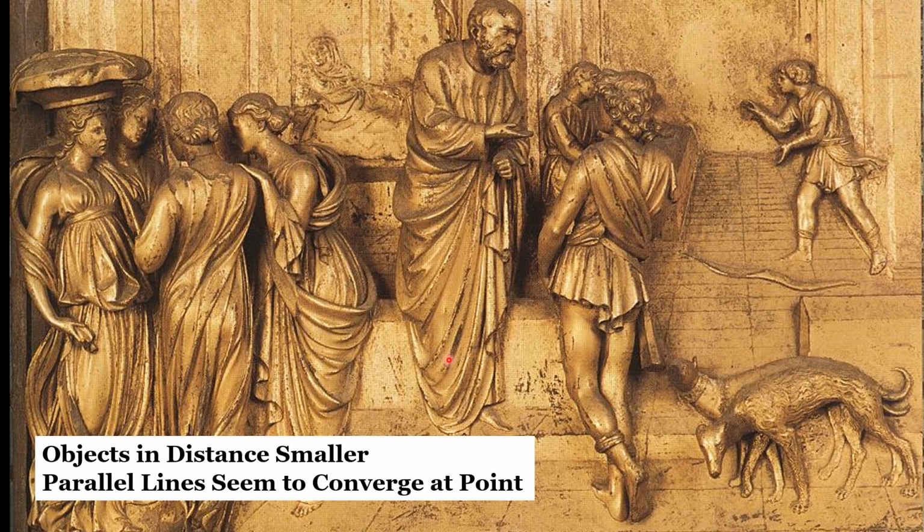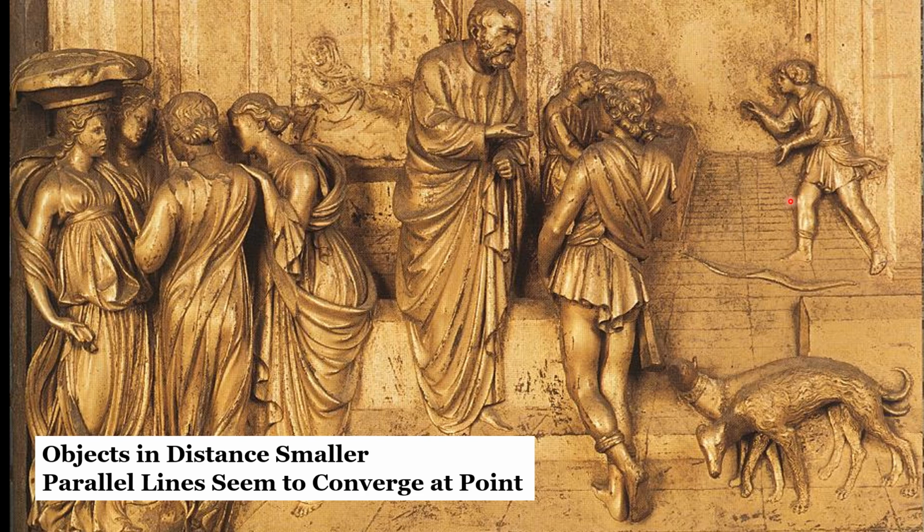So here we come back to Ghiberti and his Gates of Paradise, and this is a detail of the work we were looking at, Jacob and Esau. And I just wanted to reiterate those two principles of perspective: objects in the distance appearing smaller and parallel lines seeming to converge at a point. You see here, this is Esau, and as I pointed out earlier, this is Esau.